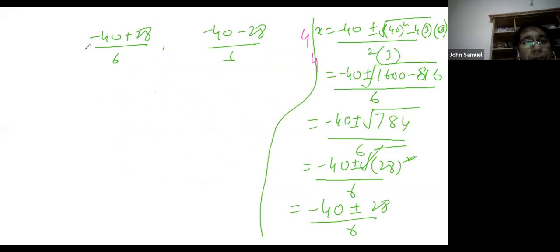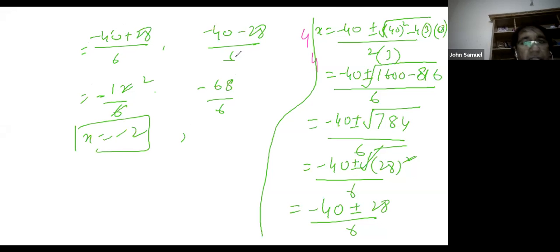This could be equal to minus 40 minus 28, which will be equal to minus 68 over 6. And this will be minus 40 plus 28, which is minus 12, so equal to minus 12 over 6. So we can write 6 2 times, so x is equal to minus 2 on one side, and on the other side this is equal to minus 68 over 6, 6 times 11 is 66, so x is equal to minus 34 over 3. So we got two values.